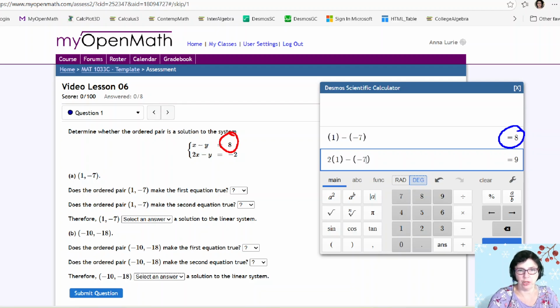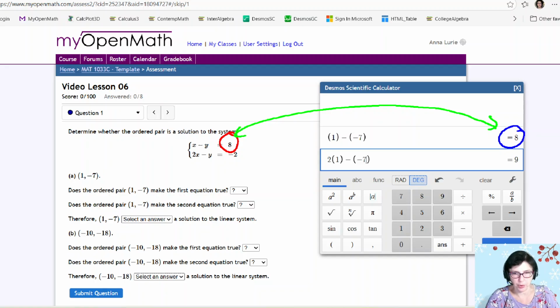Are they matching? Yes or no? So in this case, they are matching, right? So you can look at these two and they're matching. So that means that 1, -7 is a solution of the first equation. It satisfies it. It makes it true.